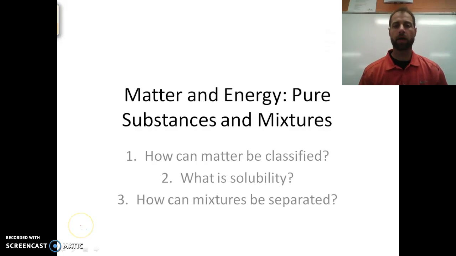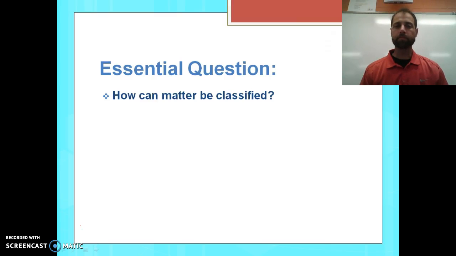Welcome to our discussion on matter and energy. This is going to be about pure substances and mixtures. And so there's three essential questions we're trying to answer today. First of all, how can matter be classified? The second question we'll look at is what is solubility? What is a solution? And third, how can mixtures be separated?